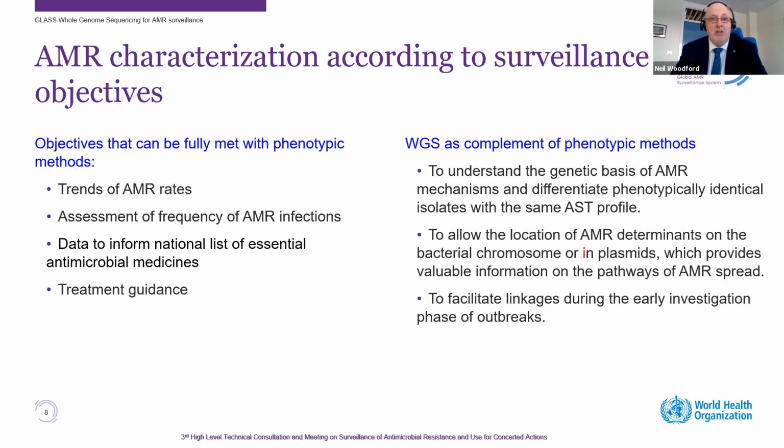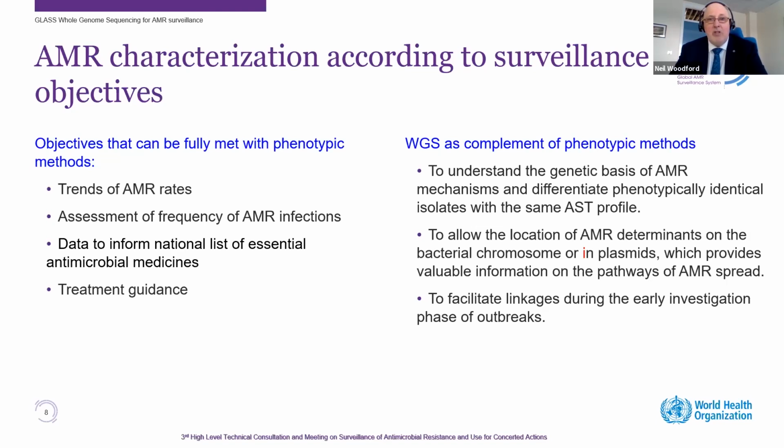So if we turn then to the right-hand side of the slide, WGS can complement all of these phenotypic methods because it gives us the opportunity to understand the genetic basis of resistance mechanisms, and also allows us to start to pick apart, to differentiate isolates that have very similar susceptibility profiles, and so are phenotypically identical, but may be different at a molecular level. An example here may be isolates that have metallocarbapenemases, some of which are NDM, some of which are VIM.